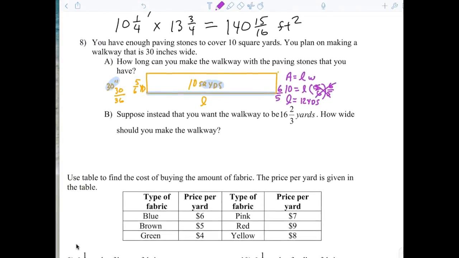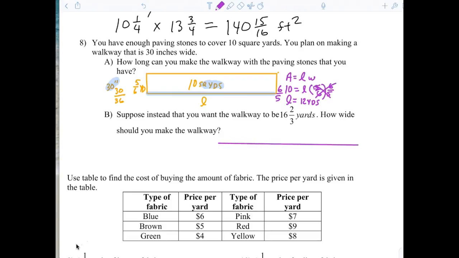Now, let's look at question B. It says, suppose instead that you want a walkway to be 6 2/3 yards. Now, what they're trying to say is, let's make this length 6 2/3 yards. I'm making another walkway.